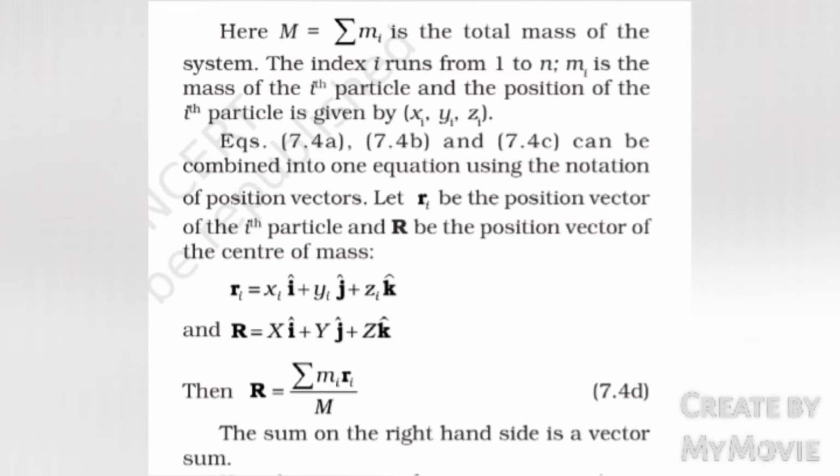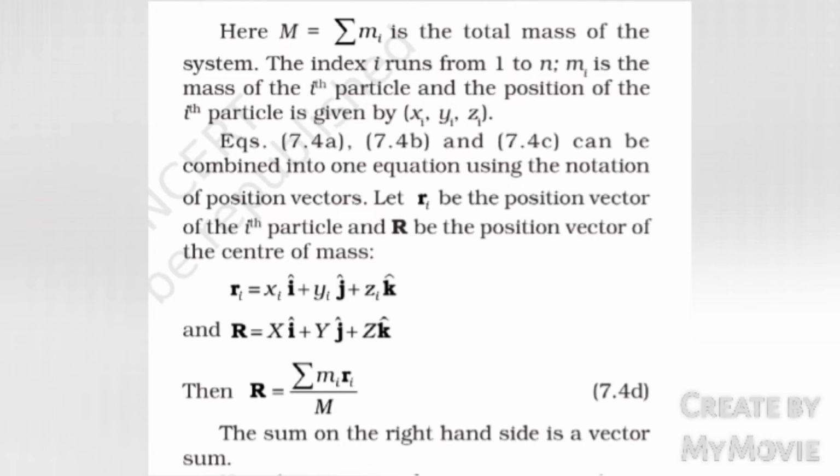mi is the mass of the ith particle and the position of the ith particle is given by xi, yi, zi. Equations 7.4a, b and c can be combined into one equation using the notation of position vector. Let ri be the position vector of the ith particle and capital R be the position vector of the center of mass. ri equals xi i cap plus yi j cap plus zi k cap, and capital R equals X i cap plus Y j cap plus Z k cap.